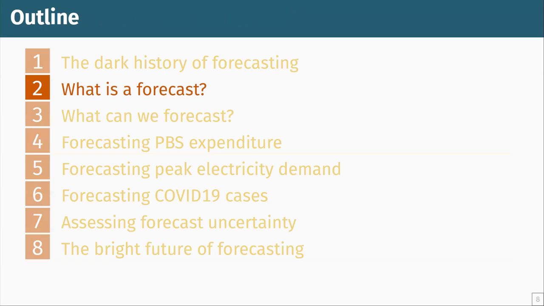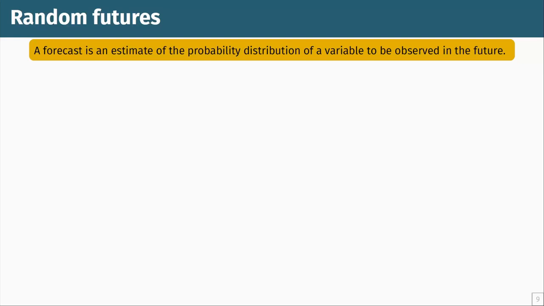So let me now talk a little bit about what I think of as a forecast from a statistical point of view, and how do we think about it, how do we measure whether it's accurate, and so on. My definition of a forecast is that it's an estimate of the probability distribution of a variable yet to be observed, a variable to be observed in the future, or at least future to the data that you're looking at. So it's a probabilistic thing. It's an estimate of a distribution. It's not a number, it's a probability distribution.